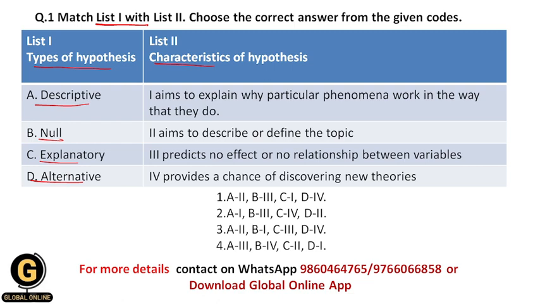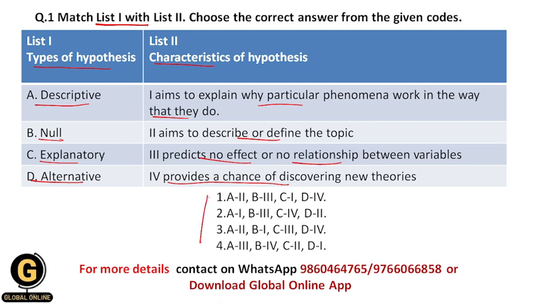Now let us see list 2. First is: aims to explain why particular phenomena work in the way that they do. Then: aims to describe or define the topic. Then: predicts no effect or no relationship between variables. Then: provides a chance of discovering new theories. And here they have given us 4 options.